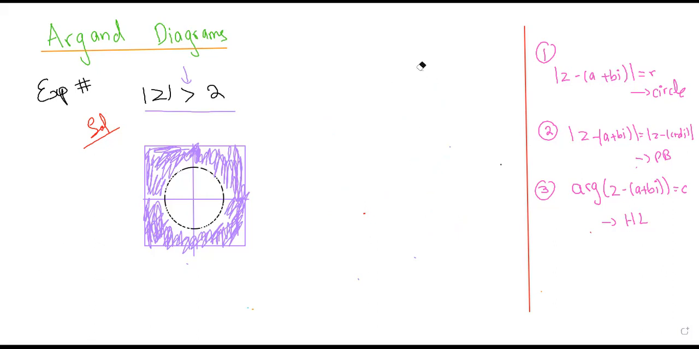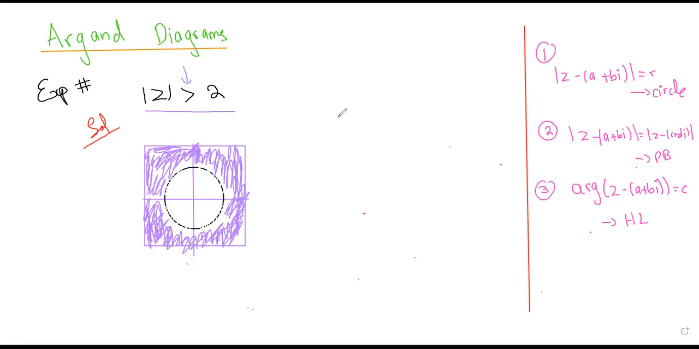Basically, if it's less than or greater than, you draw the circle in a dotted line and shade the outside or inside portion respectively, depending on whether it's greater or less than. But if it's greater than or equal to, you don't make the circle in a dotted line. You use a solid line, and then you just shade it. Yes, that is correct actually.